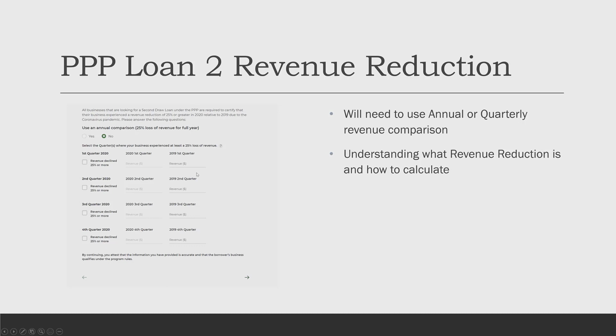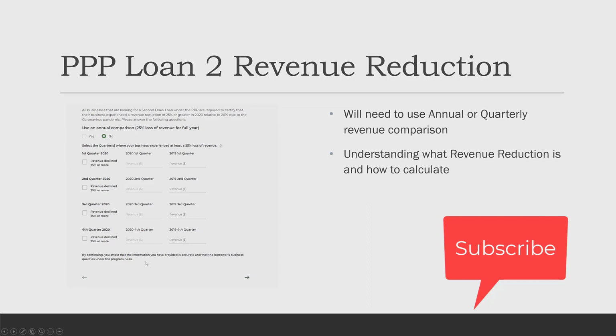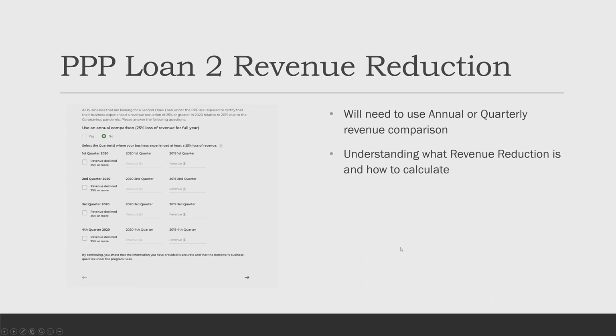Again, if you were a new business in 2020, you won't see the 2019 there. You'll only have 2020 to compare it to, but that means that the first quarter compared to the second one should be 25% less than the first one, so that you check the box and say, yes, revenue declined 25% or more. Once you get your numbers together, you're looking for your gross sales, and you say, okay, my gross sales in January was X amount, and then 25% less in July, the second quarter. Just get your numbers together and do your math to do the 25% reduction there.